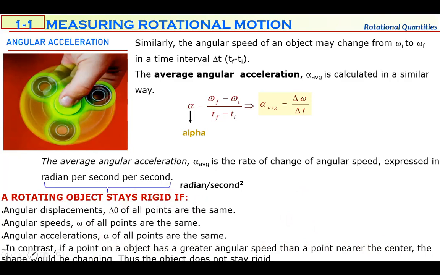This is one of the ministry exam questions, twice asked. So on a rigid rotating object, every point will have the same angular displacement, same angular speed, same angular acceleration.